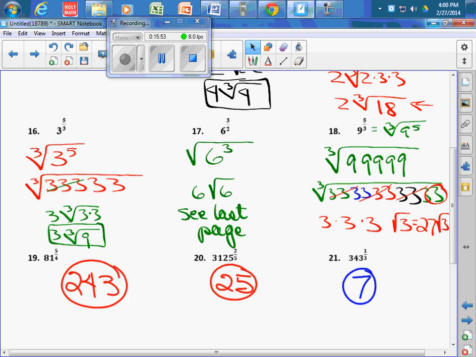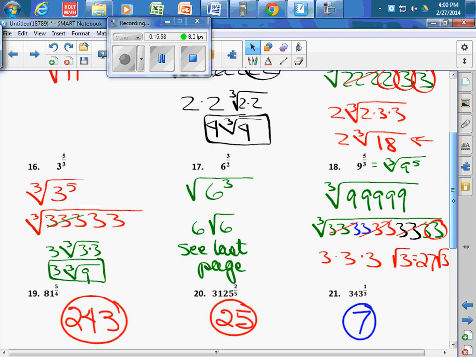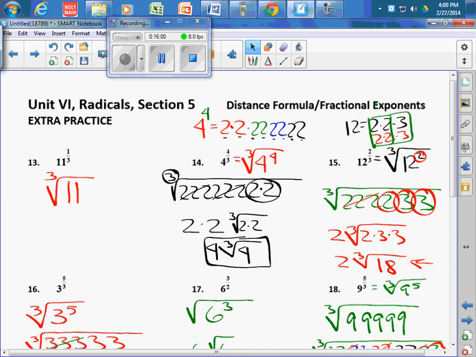But if you can't plug it into the calculator, you're going to have to do something like numbers 16, 17, 18, 14, and 15. We're going to have to write out those prime factors and then start pulling out however many factors you need. So there you have it on section 5, second part, the fractional exponents.